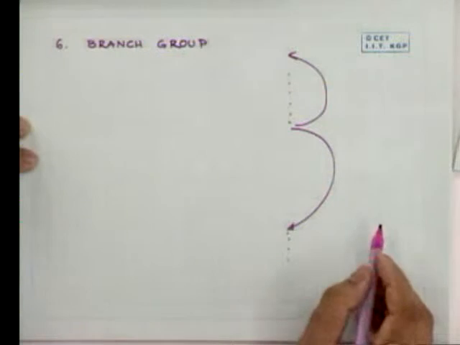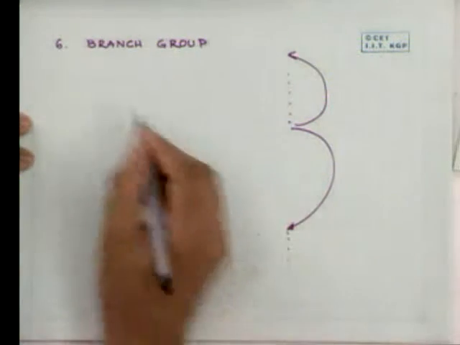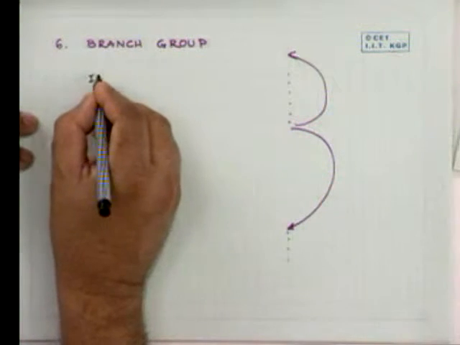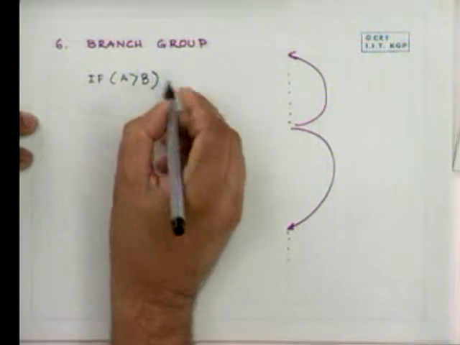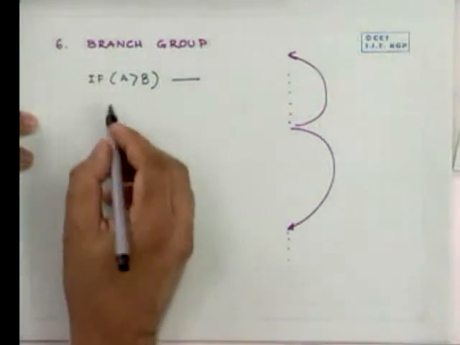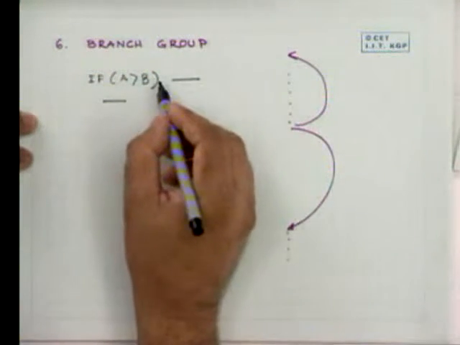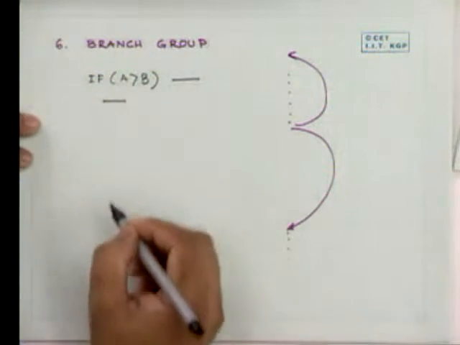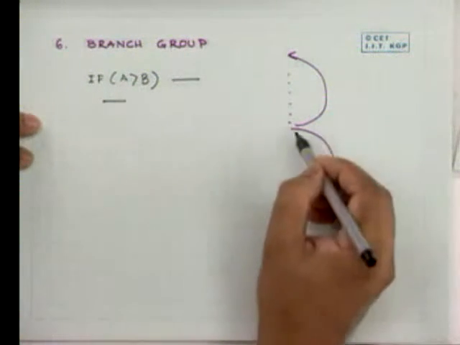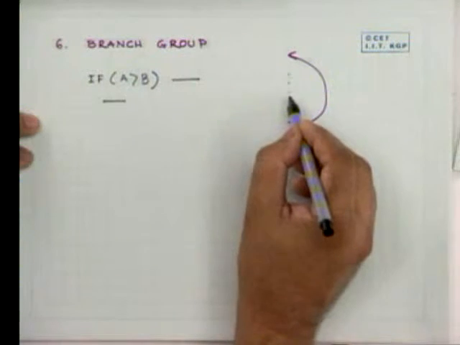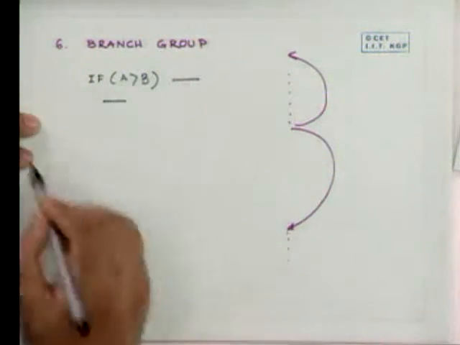either in the forward direction or in some backward direction. For example, the high level statements that we have, say: if A greater than B, then we do something, else we do something else. Now this, when it is converted to machine language, is equivalent to branching out from the normal sequence of execution depending upon the result of this comparison.